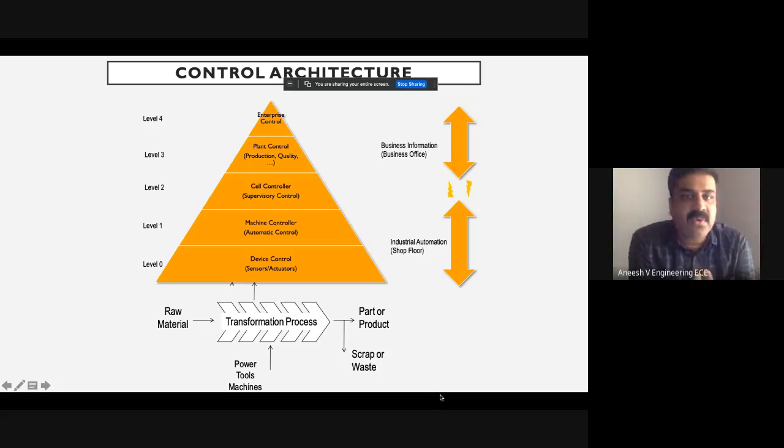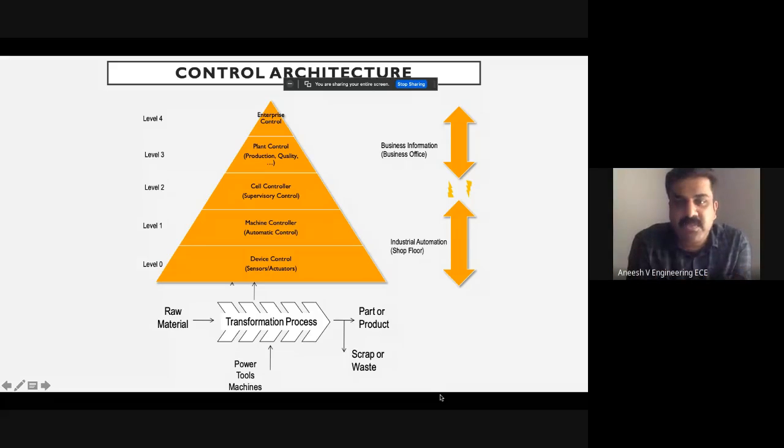Now, a more important thing before that: what is a control architecture? Maybe you have not discussed much about what a control architecture is. If I have a raw material and I'm going to transform that process into a part or a product, after that I have scrap or waste. So converting the raw material to a part or a product requires a certain transformation process.